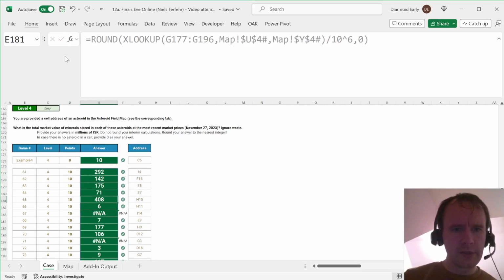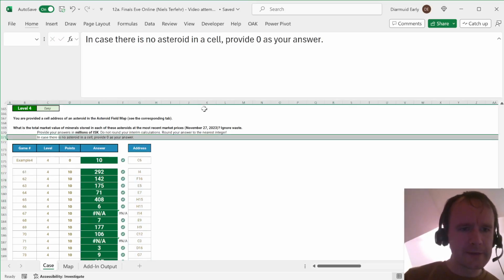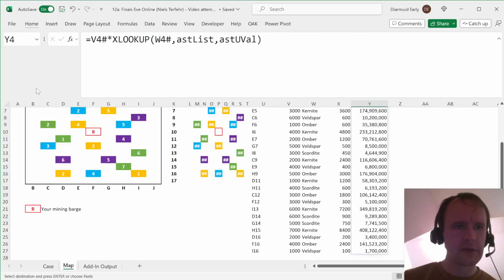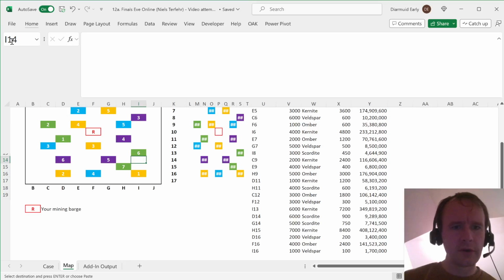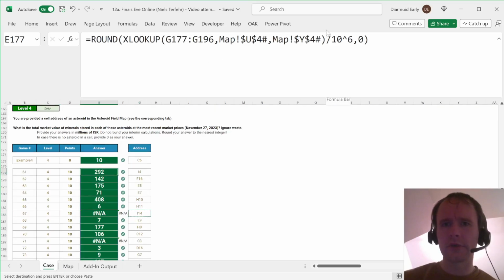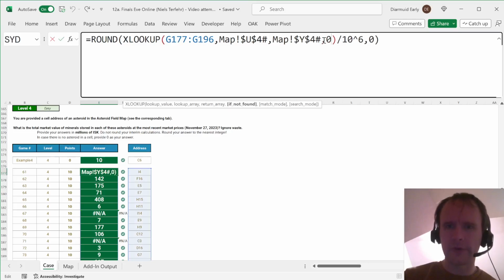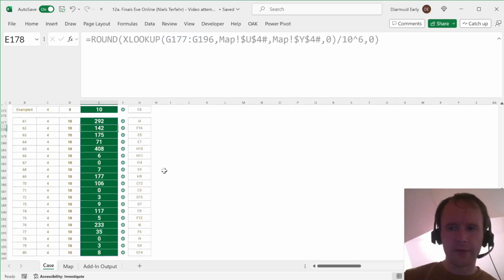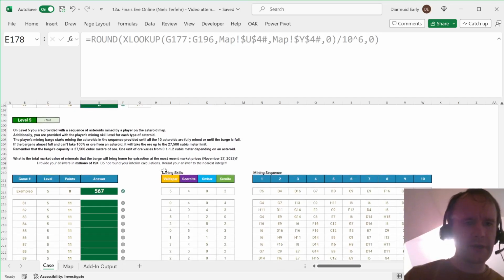And now we see there's a couple of NAs here, and it says in case there's no asteroid in a cell, provide 0 as your answer. So let's just quickly check, but that should be what that is. I-14, yeah, so that is no asteroid, so we'll just say if not found 0, and that's that level. Okay, so now level 5.